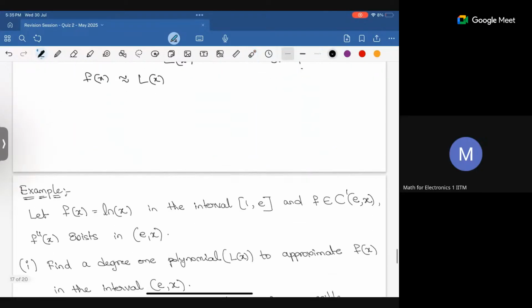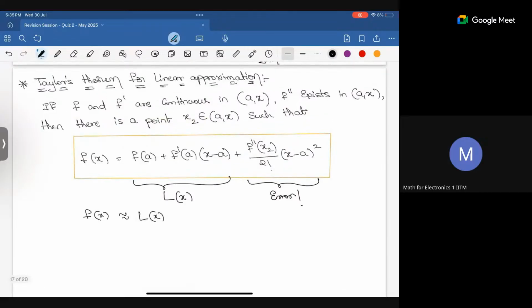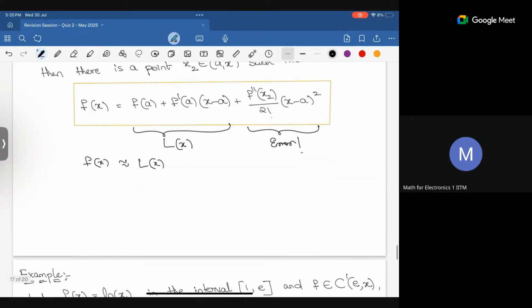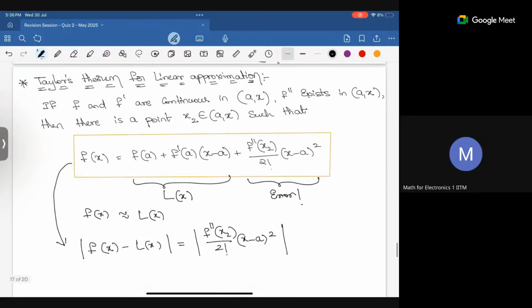So for any problems, there can be two types. One, we ask you for the approximation, and another we ask you to bound the error. So for bounding the error, it is basically f of x minus L of x. Here you can see from the expression itself, the error is mod f of x minus L of x, which is this mod, x minus a whole square. And this x2 is not known to us. x2 is some point.